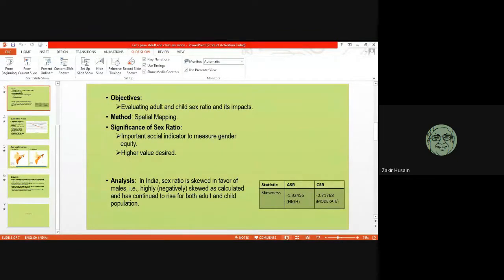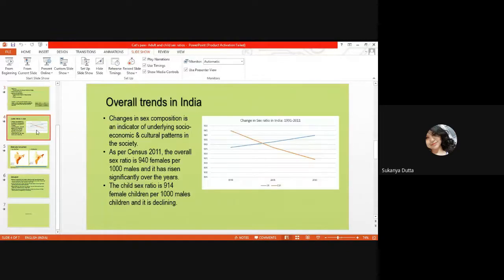Okay, so can you go to slide 4, please? Yes, sir. So this is a bit of a puzzle, in the sense that it indicates an improvement. The adult sex ratio is going up, so we are attaining parity. But the problem is that the child sex ratio is falling consistently over all the 3 census years. This is what is alarming.